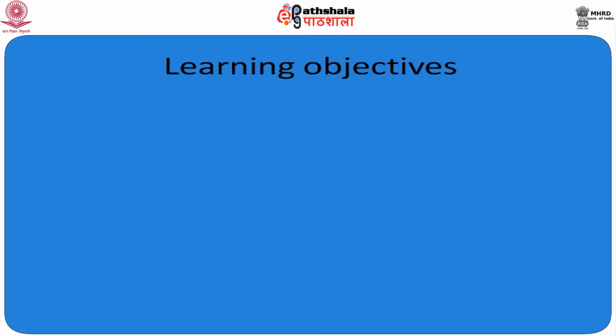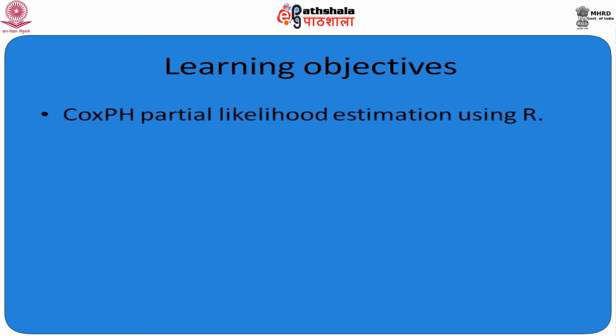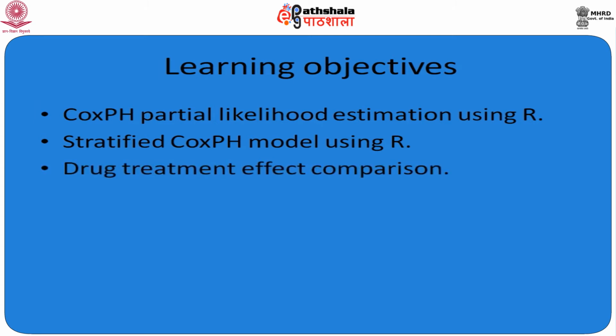The basic objective of this module is exploring R to get statistical inference through Cox proportional hazard modeling and make the statistical inference from the results. By the end of this module we will learn how to get Cox proportional partial likelihood estimation using R, how to get a stratified Cox proportional model through R, and obviously we will go through this model with drug treatment effect comparison.